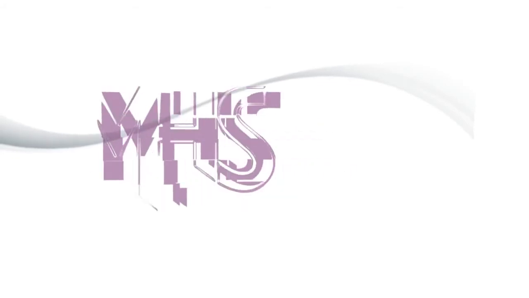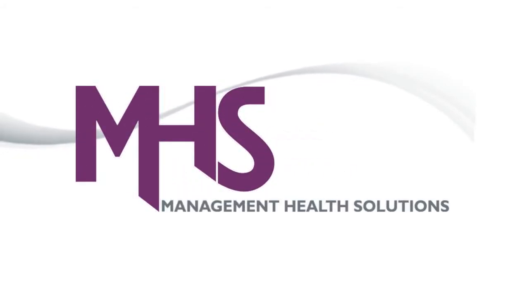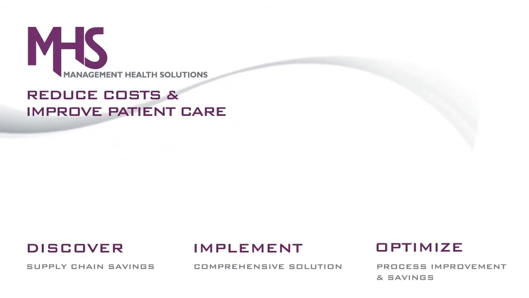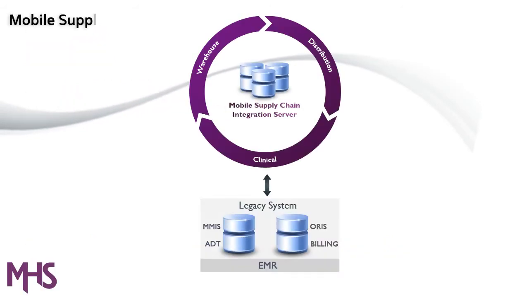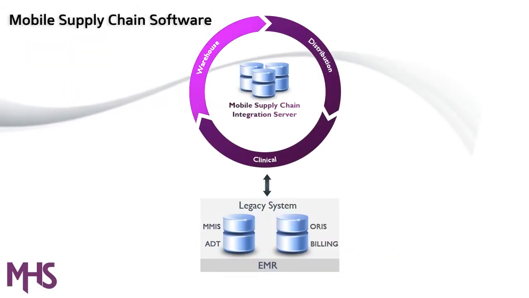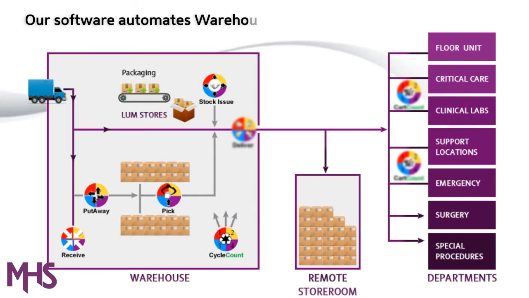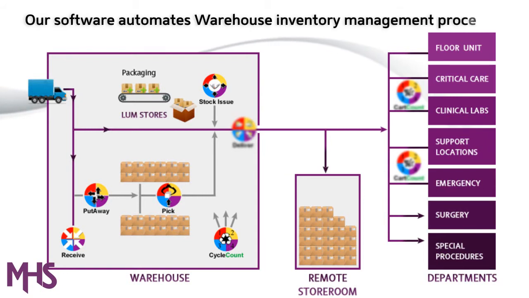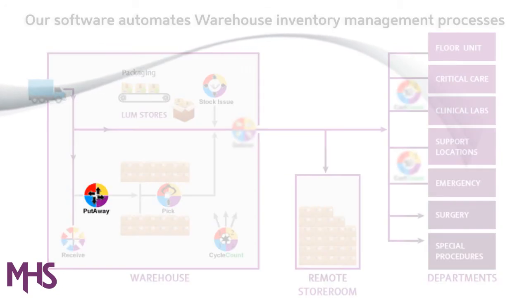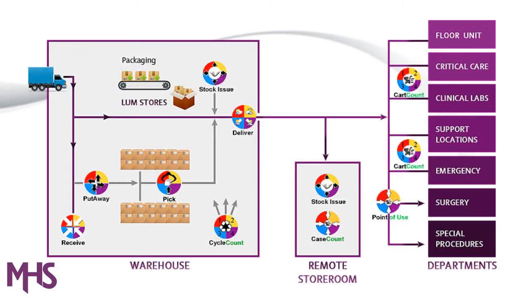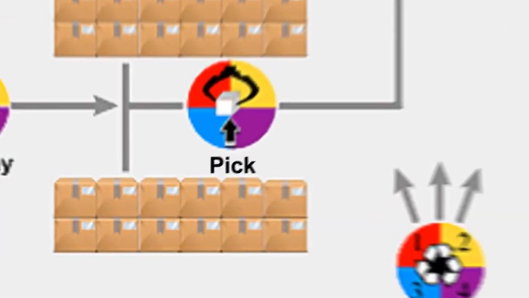Management Health Solutions provides mobile supply chain software, professional services, master data management and inventory valuation services to hospitals. The modular design of our software applications allows for seamless integration into legacy systems. Our software automates the following warehouse inventory management processes: receive, put away, pick, stock issue and cycle count. Let's look at the pick module in detail.